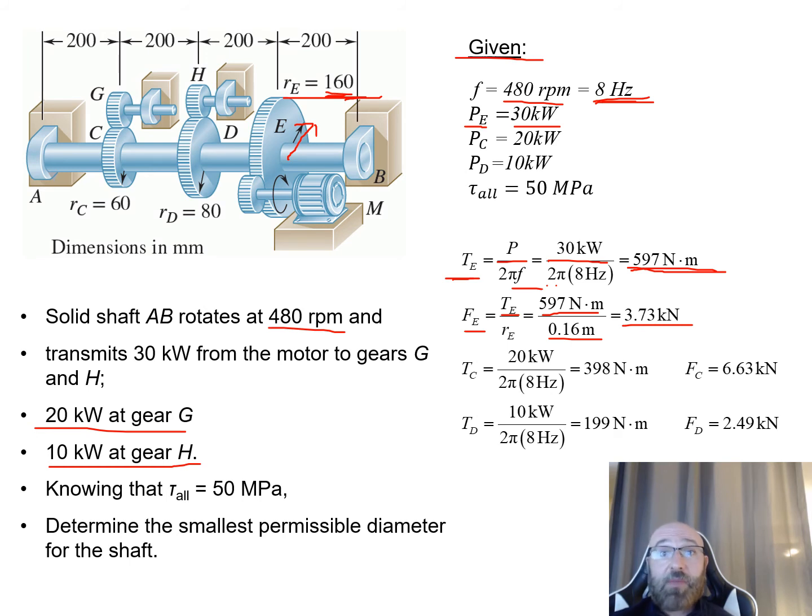Now we can do the same thing for C and D. At C we plug in our value for P, 20 kilowatts, divided by 2 pi times 8 hertz. So this is 398 Newton meters. And our force at C was given to us in the problem as 6.63 kilonewtons. And at D we do the same thing. P is 10 kilowatts divided by 2 pi times our frequency of 8 hertz, which is 199 Newton meters, times our F sub D, which is given to us as 2.49 kilonewtons.